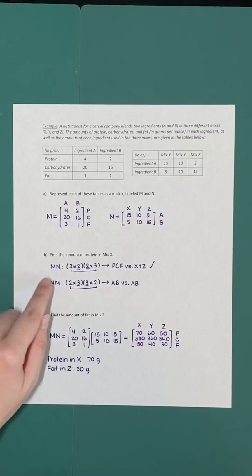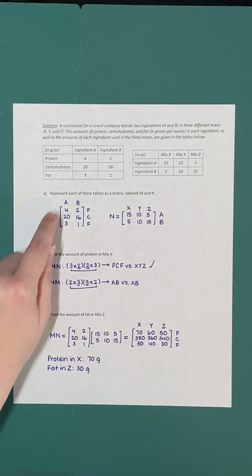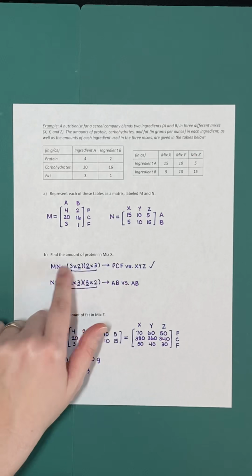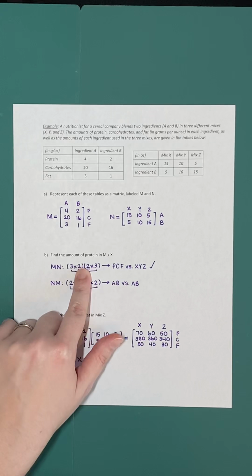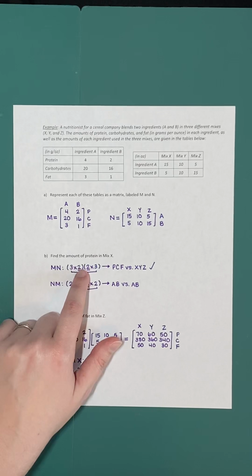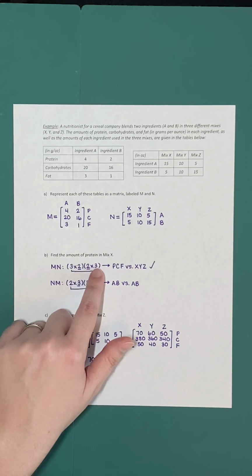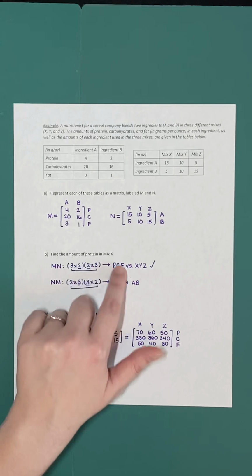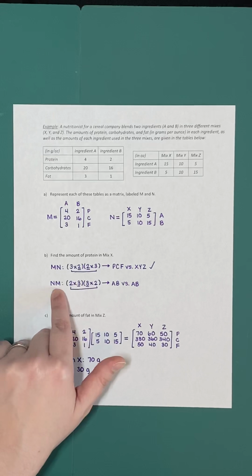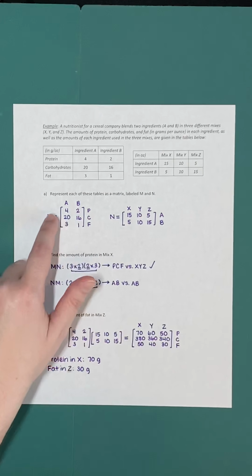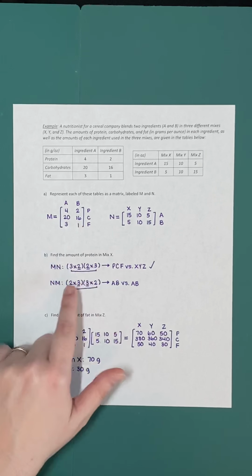So M times N, M is 3 by 2, N is 2 by 3. So I'm comparing my dimensions. The inner dimensions are the same. So that gives me what I want in terms of making sure my multiplication is defined, and it's going to result in a 3 by 3 matrix. We'll talk about this in just a second. N times M, opposite order. So now that's a 2 by 3 multiplied by a 3 by 2.